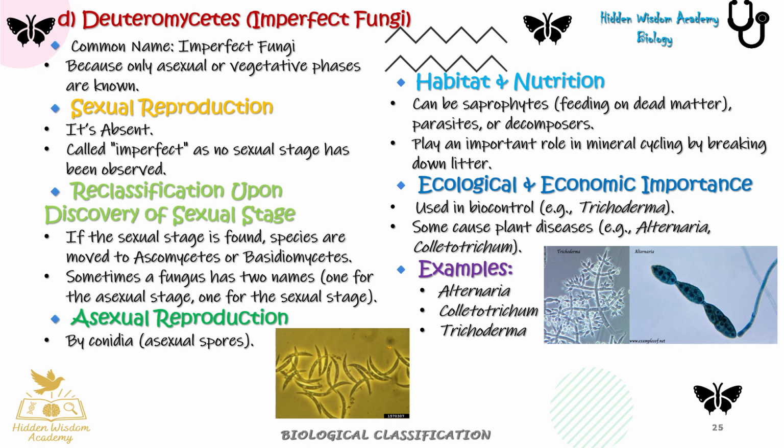Asexual reproduction: by conidia, asexual spores. Habitat and nutrition: can be saprotrophic, feeding on dead matter, parasites, or decomposers. They play an important role in mineral cycling by breaking down litter. Ecological and economic importance: used in biocontrol, e.g., Trichoderma. Some cause plant diseases, for example Alternaria, Colletotrichum. Examples: Alternaria, Colletotrichum, Trichoderma.